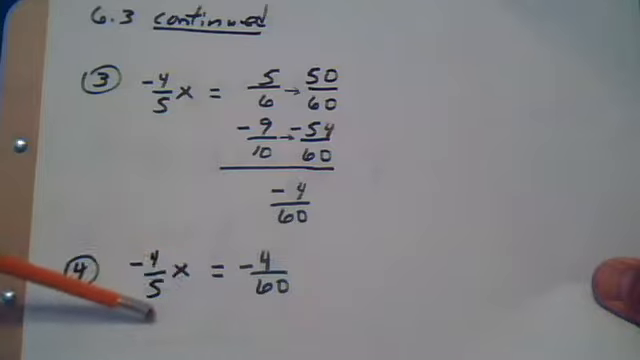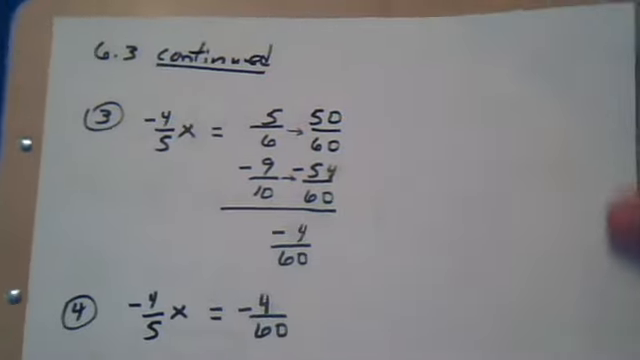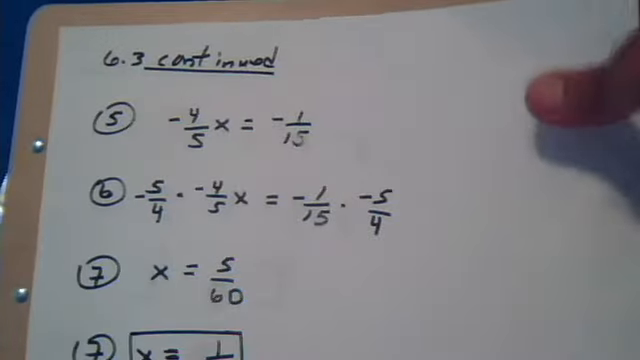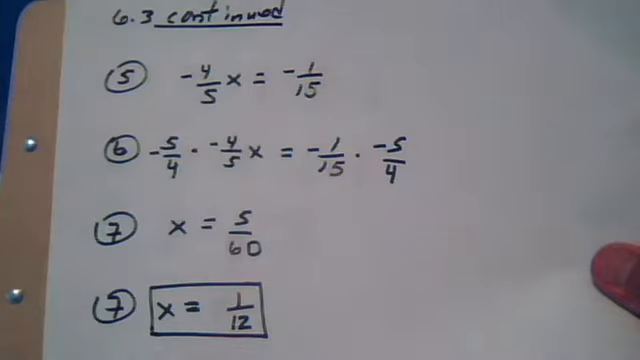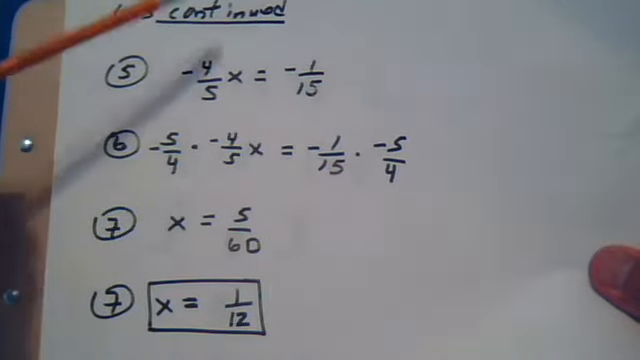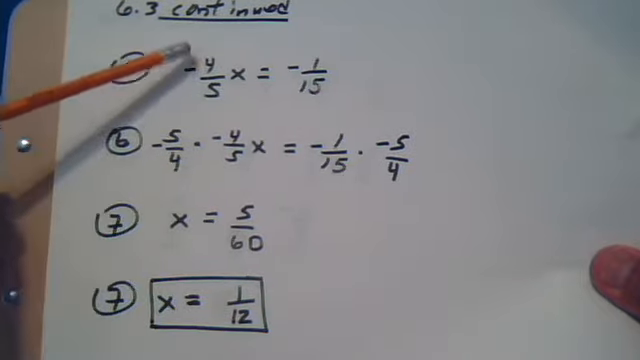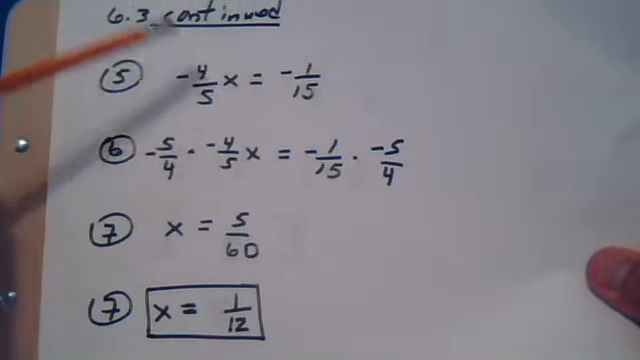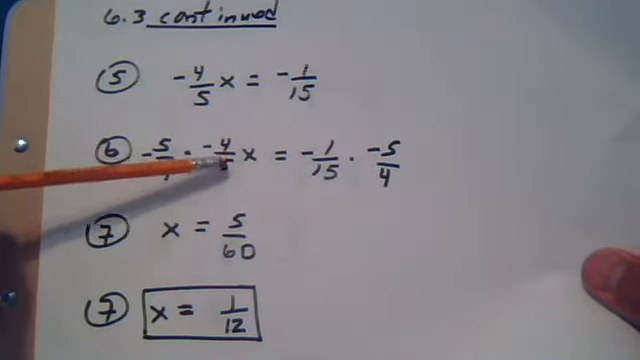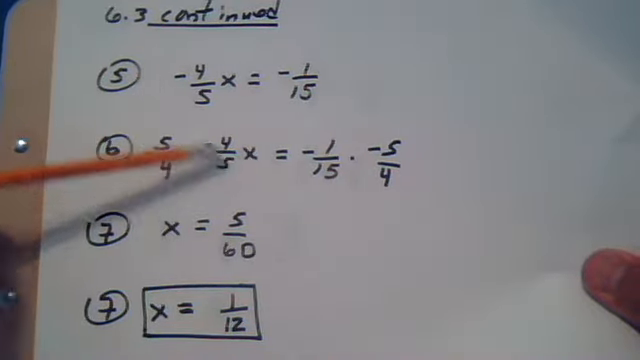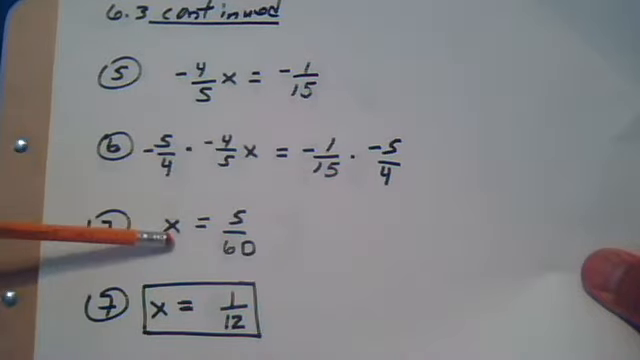Now we just need to move this negative 4 over 5 to the other side. Notice on the other side, we went ahead and reduced. Now we're going to move this number to the other side, but we have to cancel it first. So multiply it by its reciprocal. So this is the reciprocal for this number. The 5's cancel, the 4's cancel, this becomes a 1. 1 times x is x.